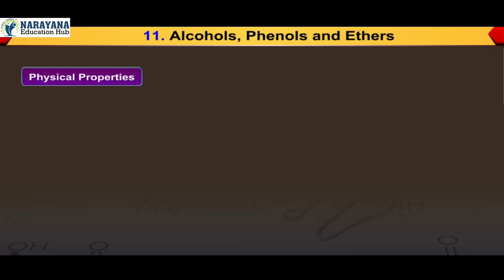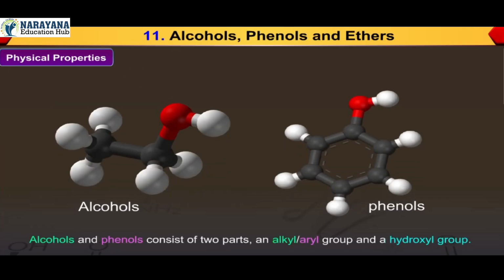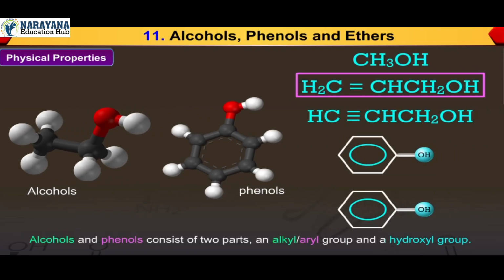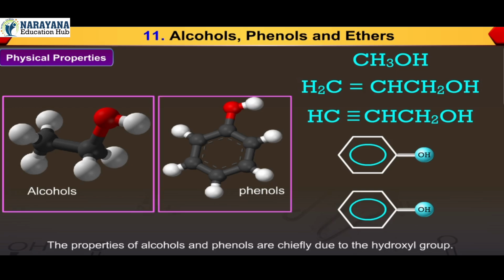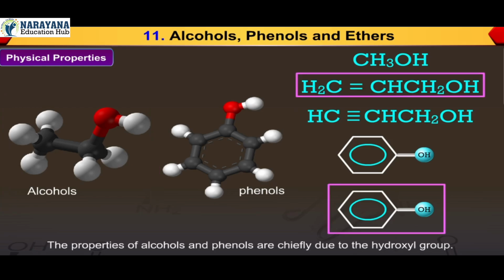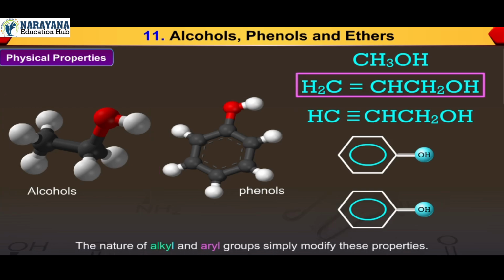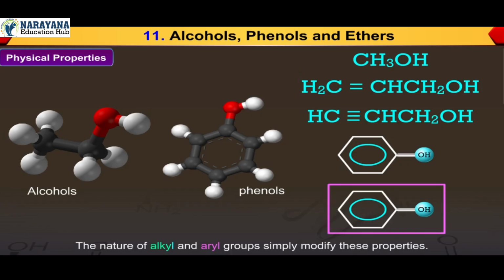Physical properties. Alcohols and phenols consist of two parts, an alkyl or aryl group and a hydroxyl group. The properties of alcohols and phenols are chiefly due to the hydroxyl group. The nature of alkyl and aryl groups simply modifies these properties.